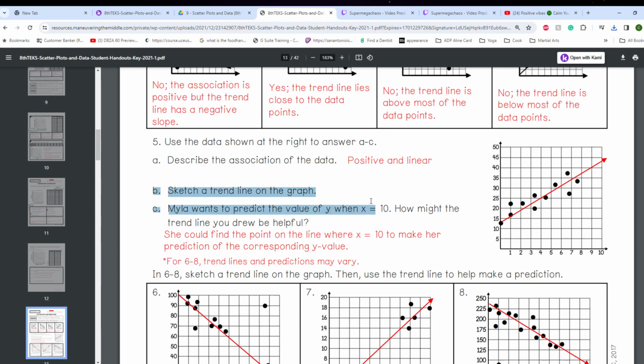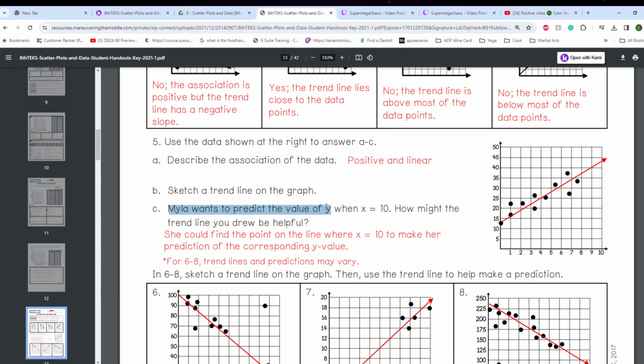Sketch the trend line on the graph. So if we look here, we can see the trend line, the line of best fit, will go through the majority of the points, and it won't be above or below the majority of the points. It kind of goes straight on right through. Now, it's okay if it doesn't hit every point. I mean, look at this line. It only hits maybe 3 or 4 of the points, but it's still close enough to the points to be considered a good estimator.